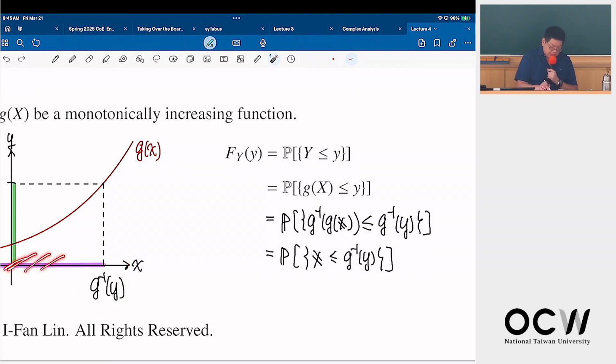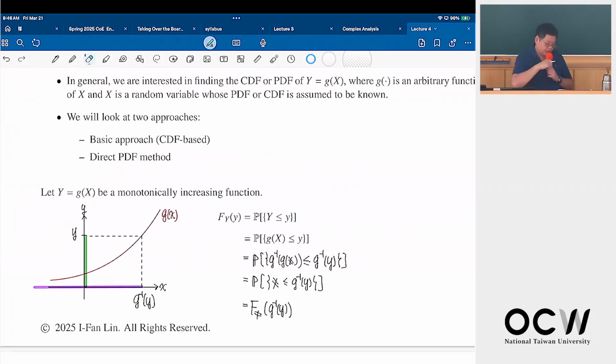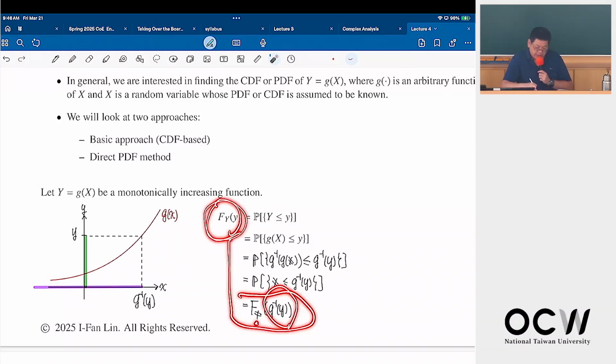So this part. And what is the probability of your random variable x less than some point? That is the CDF, right? So here is the CDF of x at g inverse of y. So now this is the CDF. Okay, we found the CDF. The CDF of y is the CDF of x at g inverse of y.